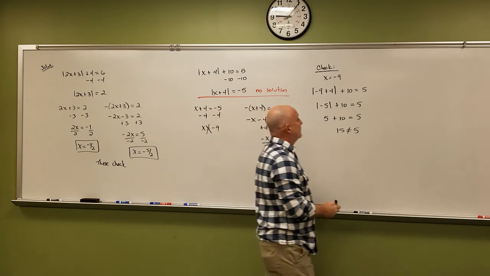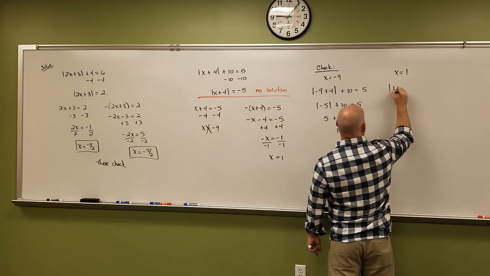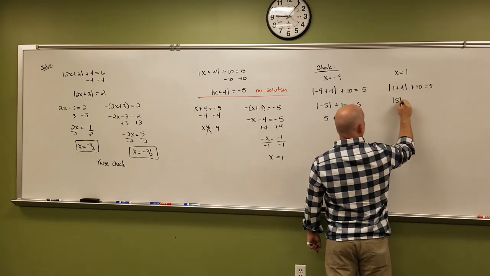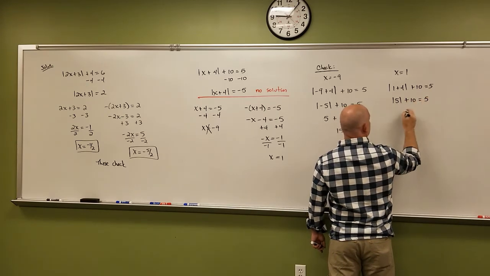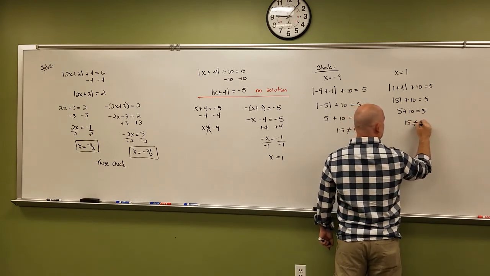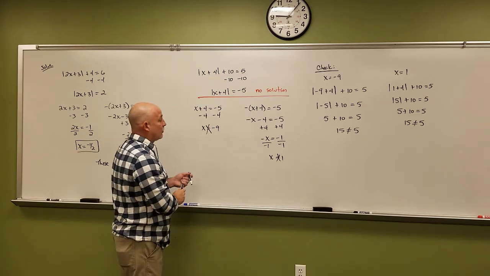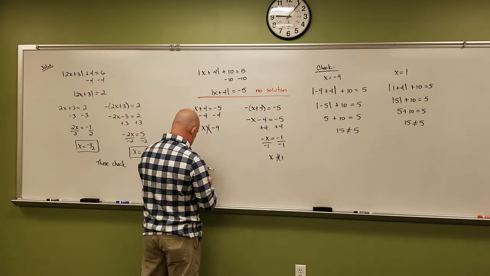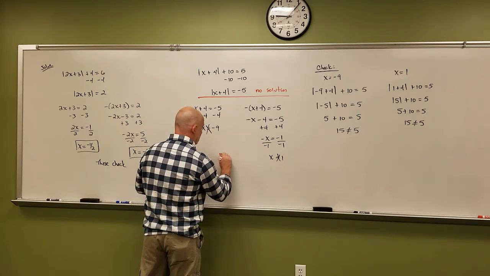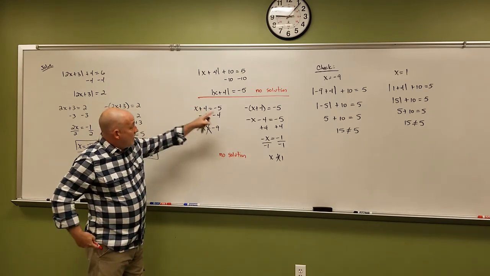But we do the same thing with 1. We get the absolute value of 1 plus 4, plus 10, is 5. Absolute value of 5 plus 10 is 5. Same thing, 5 plus 10 is 5. 15 does not equal 5. So neither of these two work. So since neither one of those work, we would get to the same conclusion, I got a red pen here somewhere, that we would have no solution. But notice we had to do a lot more work for this.